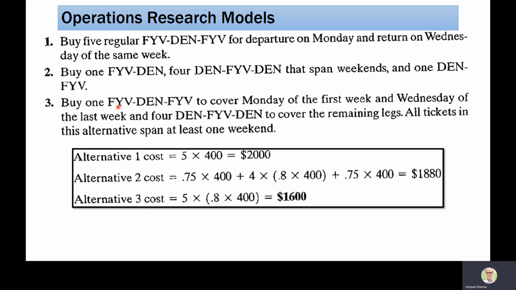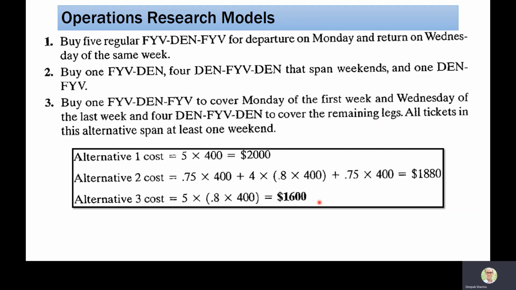Let us look at the third, where all the tickets which we are buying are spanning at least 1 weekend. So in this case, we are going to buy 5 tickets since it is spanning the weekend. So 0.8 into 400. So we are going to get a discount and we'll get a cost of 1,600.